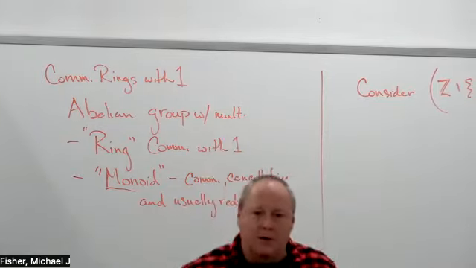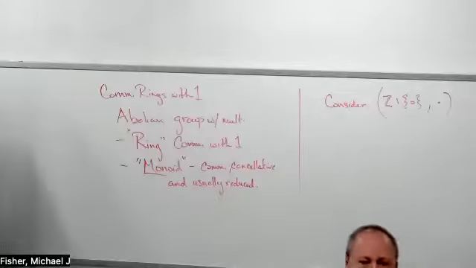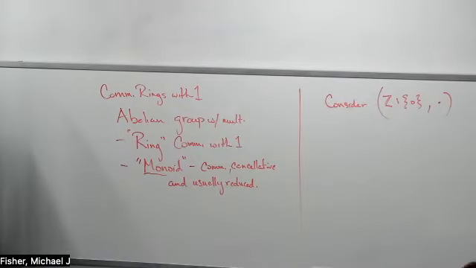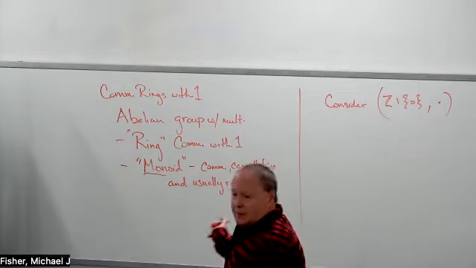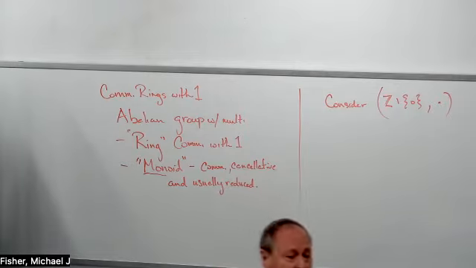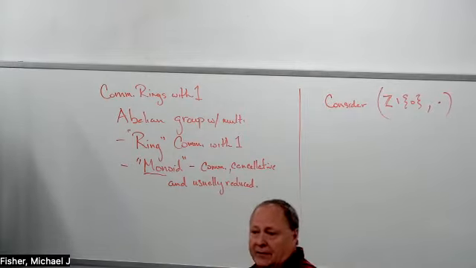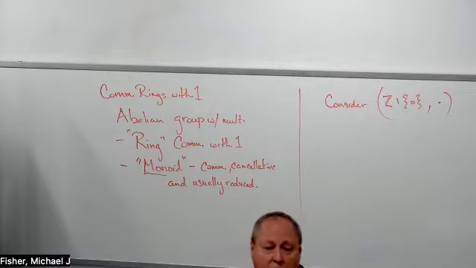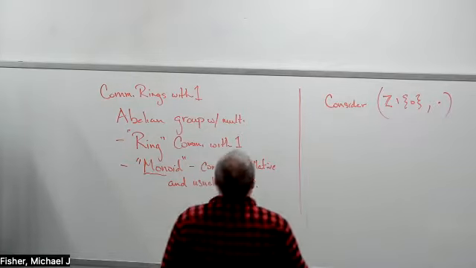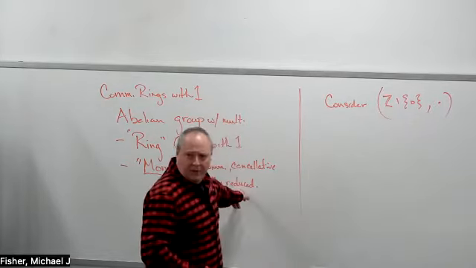Notice under the operation of multiplication, what happens if you multiply two non-zero integers? You get a non-zero integer, right? So it's closed under that. It's commutative because it doesn't matter what order you multiply integers in, right? It's the same answer. It's cancellative because if you have AB equals AC, then B equals C, right? Because you don't have a zero in there to worry about. And this one's not reduced, right?